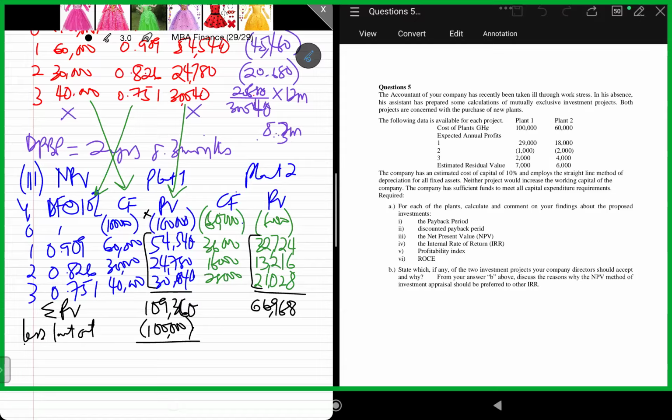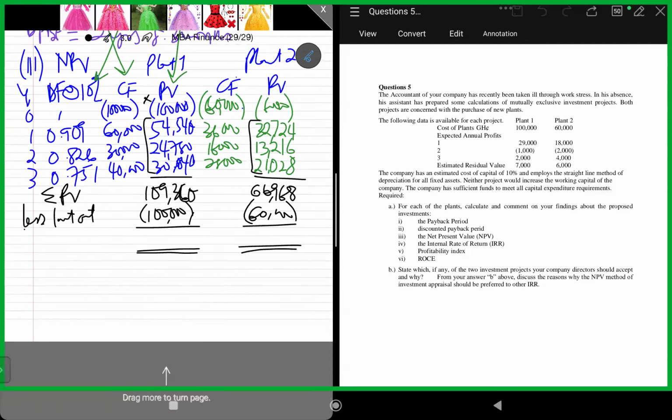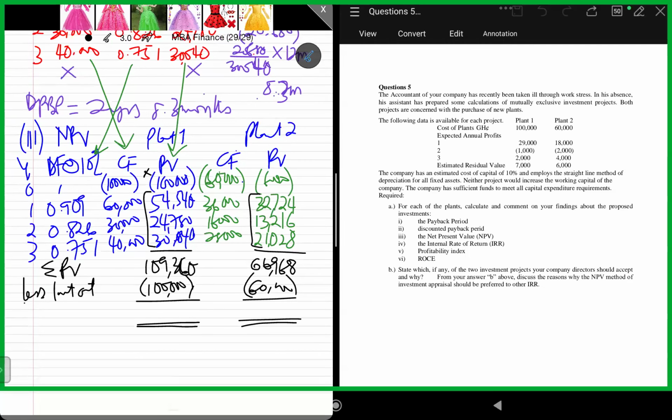Plant two, what was the cost of the plant? 60,000. So plant one, what is the difference? 109360 minus 100,000. That should give us 9360.